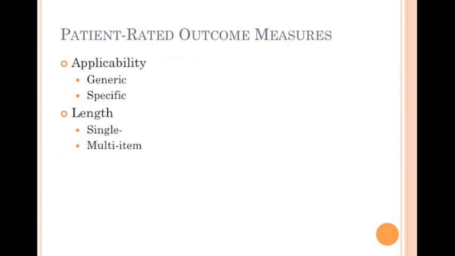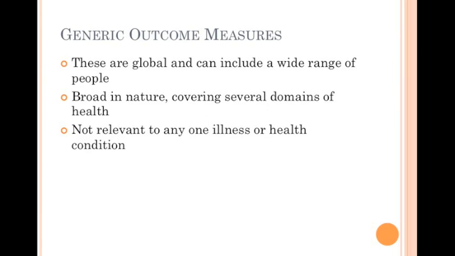Patient-rated outcomes are characterized by either their applicability or their length. Their applicability branches off into either generic rated outcomes or specific rated outcomes, and length is either single rated outcomes or multi-item rated outcomes. Starting with generic outcome measures, these are global in scope and applicable to a wide range of people, including healthy, injured, or ill populations.